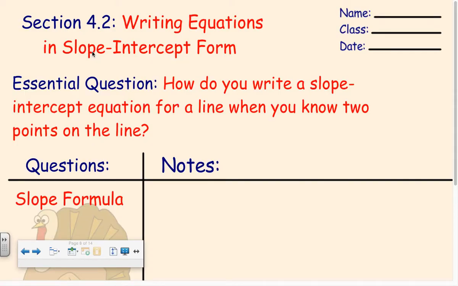Section 4.2, writing equations in slope-intercept form. Essential question: How do you write a slope-intercept equation for a line when you know 2 points on the line?